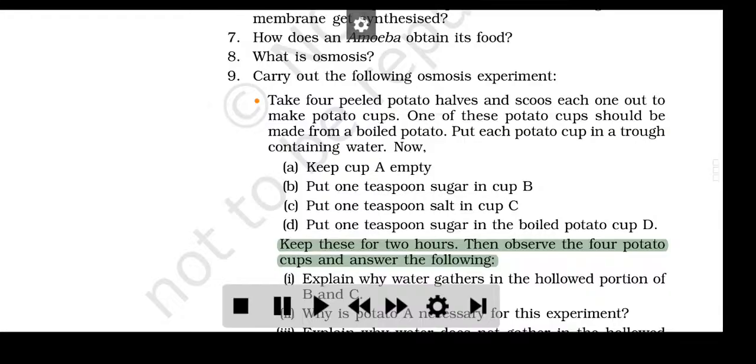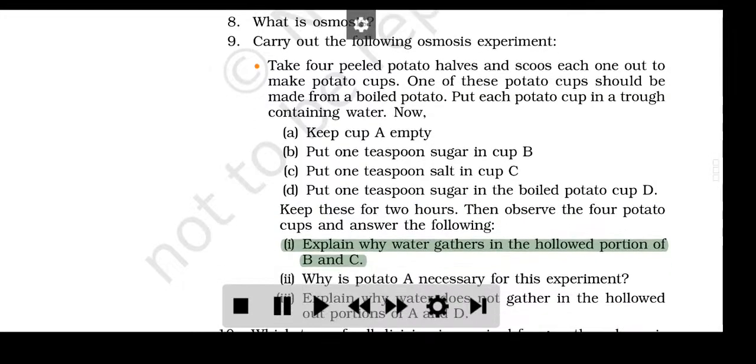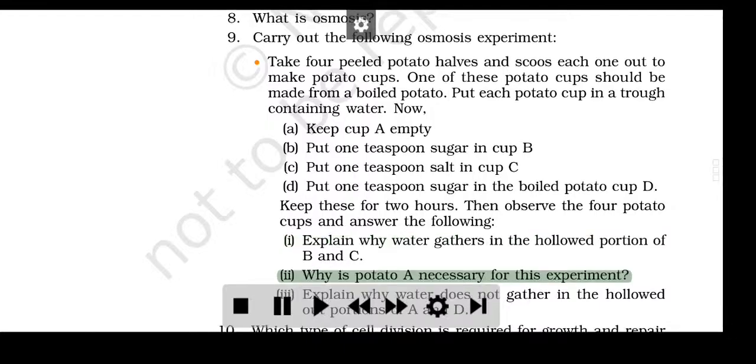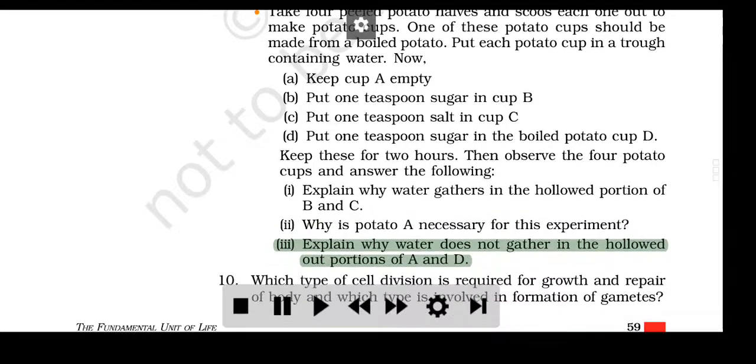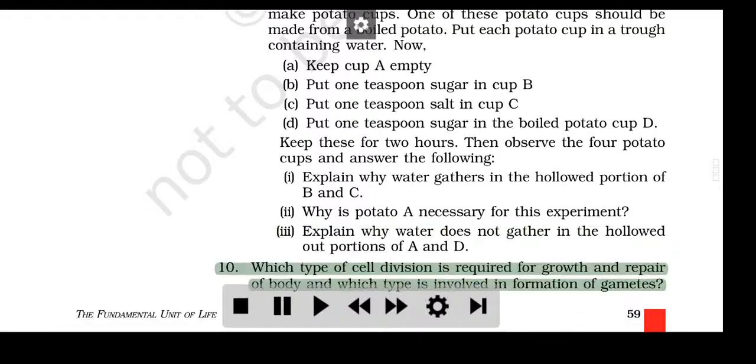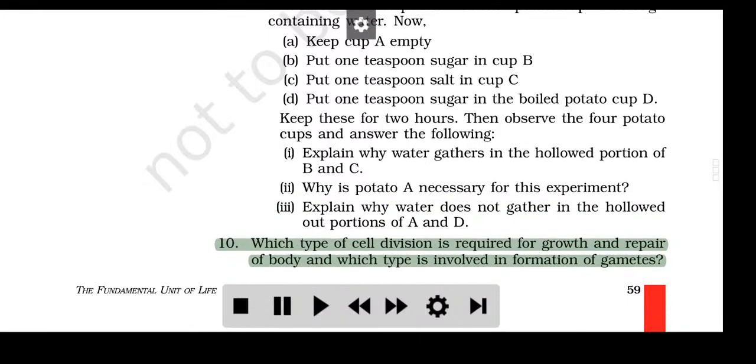Then observe the 4 potato cups and answer the following. (i) Explain why water gathers in the hollowed portion of B and C. (ii) Why is potato necessary for this experiment? (iii) Explain why water does not gather in the hollowed out portions of A and D. 10. Which type of cell division is required for growth and repair of body, and which type is involved in formation of gametes?